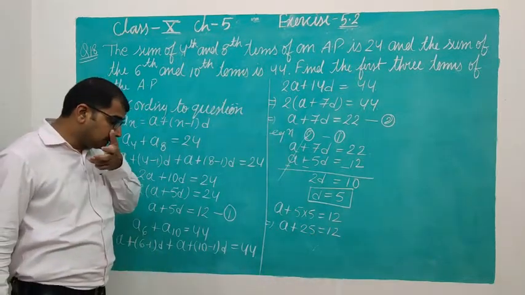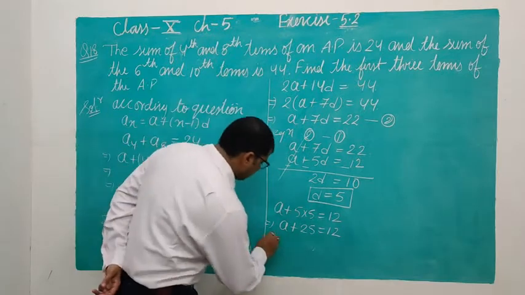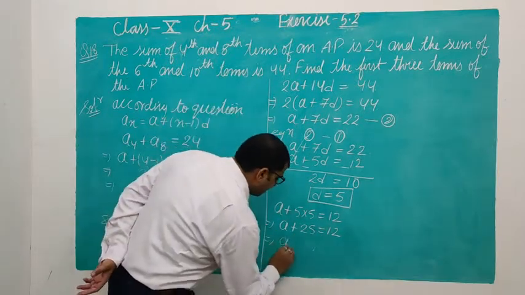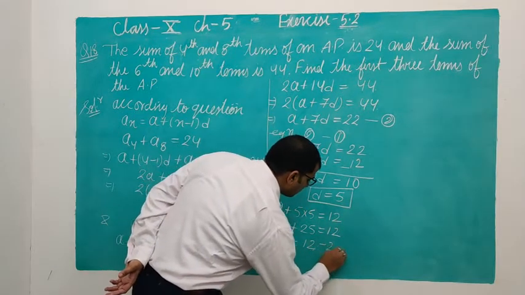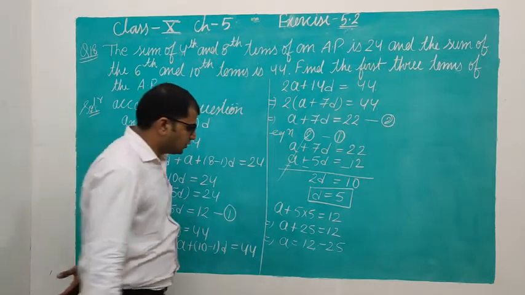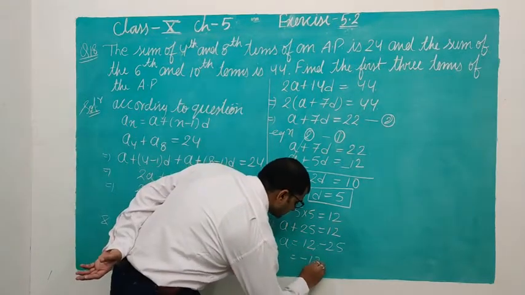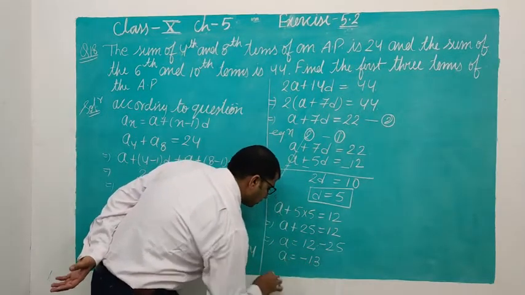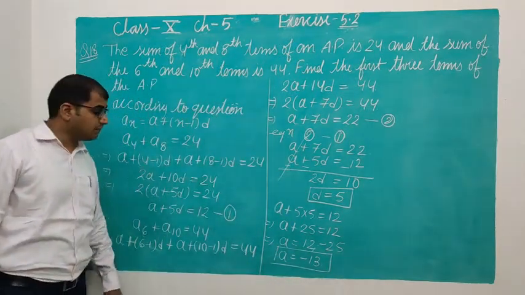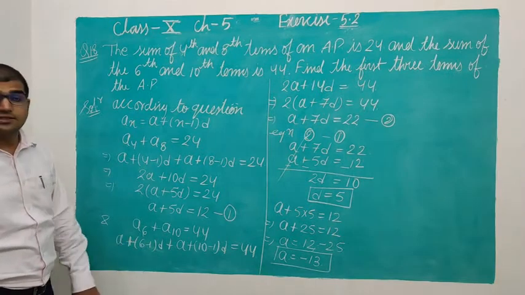Okay, now students, remaining is, transpose this one to that side, that is A equals 12 minus 25. The negative quantity is greater and this one is smaller, so the remainder is minus 13. So A equal to minus 13. So the first term is minus 13 and D is 5.